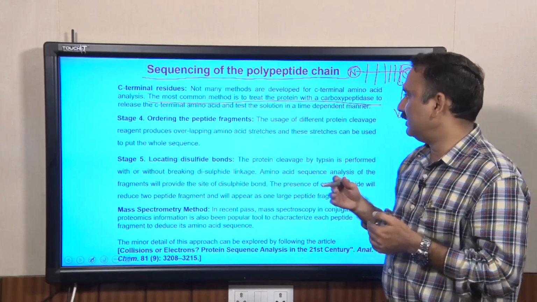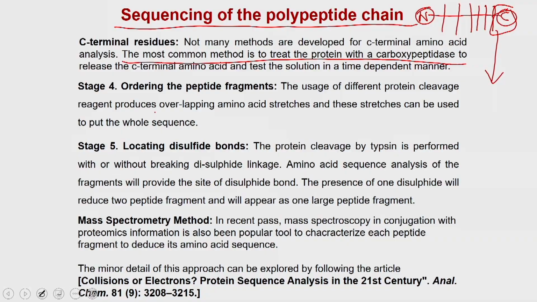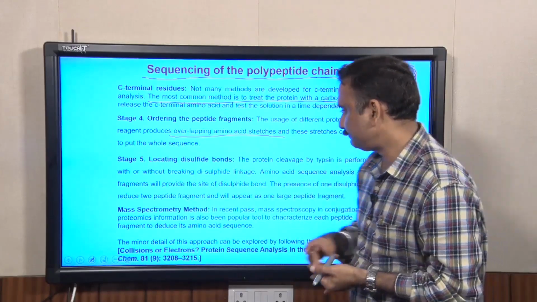With the help of mass spec and those kinds of high-end techniques, and with the overlapping amino acid stretches, you can put these fragments into a proper order, and that is how you are going to get the full-length sequence.